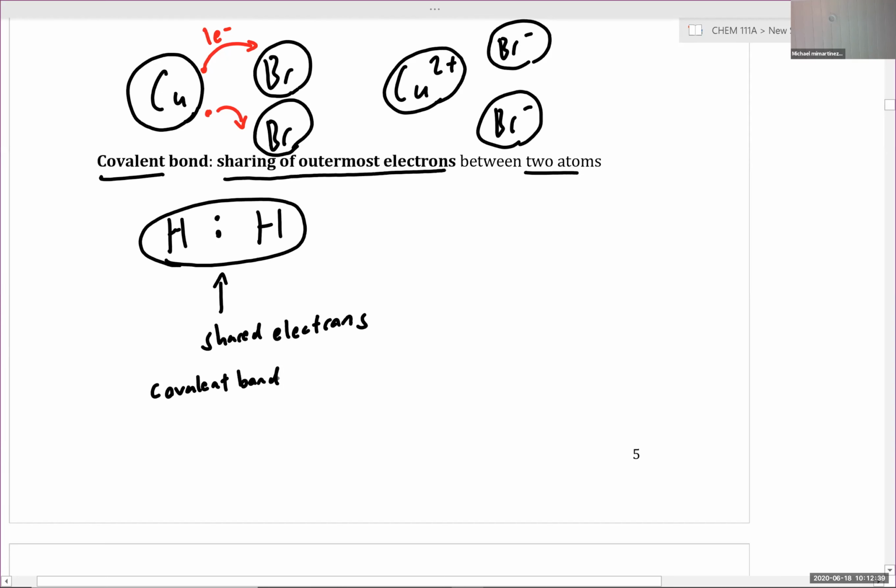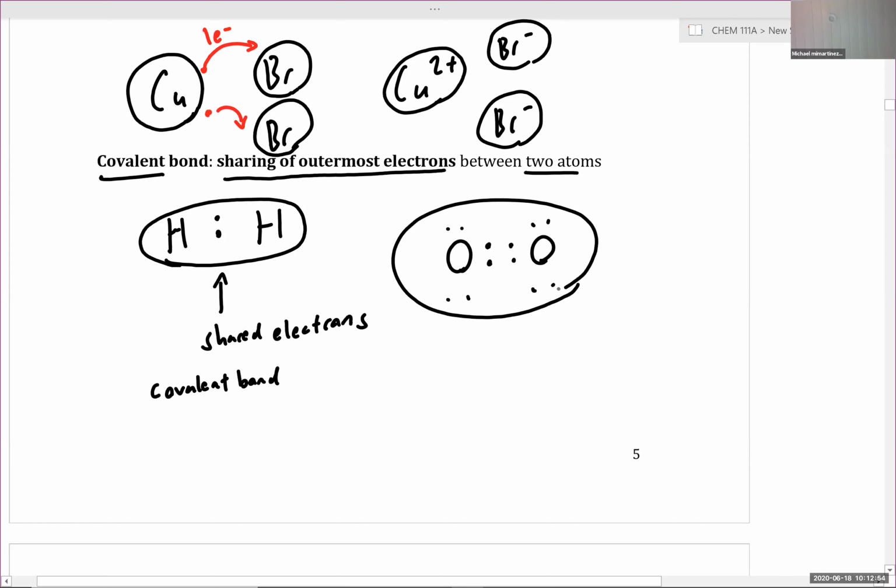Now, of course, atoms can share more than just one pair of electrons. And from this, you can get relatively interesting bonding arrangements and structures. But the key feature of covalent compounds that I want you to take away from this is that there is a sharing of electrons between atoms.